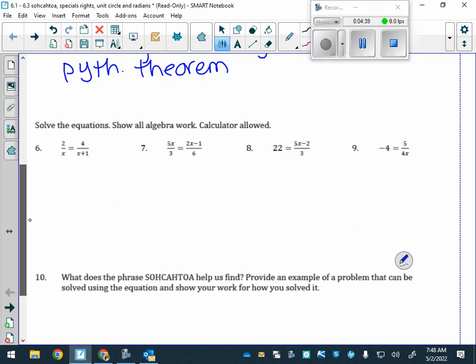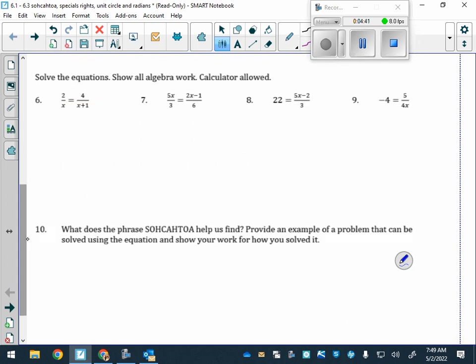Now, 6 through 9. What do we do here? What do we have to do? Anyone recall this? Yeah. Cross multiplication. Good. So we multiply 2 times x plus 1 equals 4 times x. Multiply 2 times x plus 1 and multiply 4 times x. On the left-hand side, what do we have to do? Distribute.